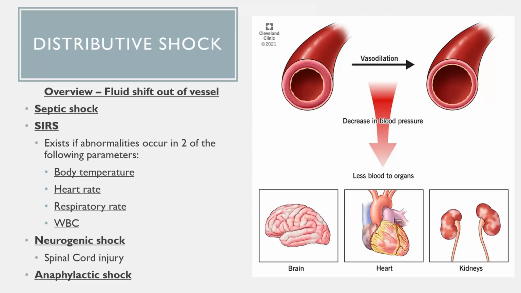Neurogenic shock you have with a spinal cord injury. Remember, when we hear the word genic, that means the origin, and the word that comes before that is what is causing the problem. So spinal cord injury, a neural issue. And then we have anaphylactic shock.